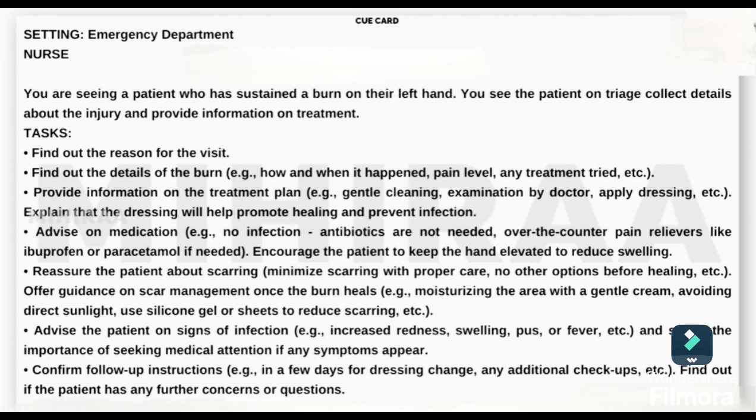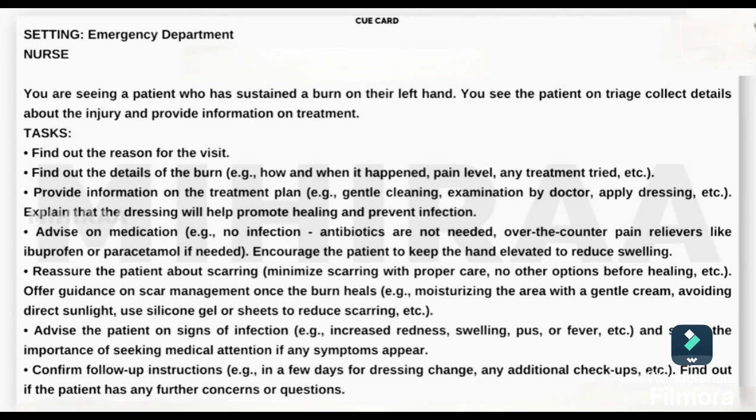So that can be the introduction, or else you can just ask their name as well. Like after your introduction, you can ask, how may I address you and how can I help you today? The answer might be, good morning, sister. My name is Joseph and I came here with a burn injury. I am so concerned about this burn that happened on my left hand. So that may be the introduction from the patient side.